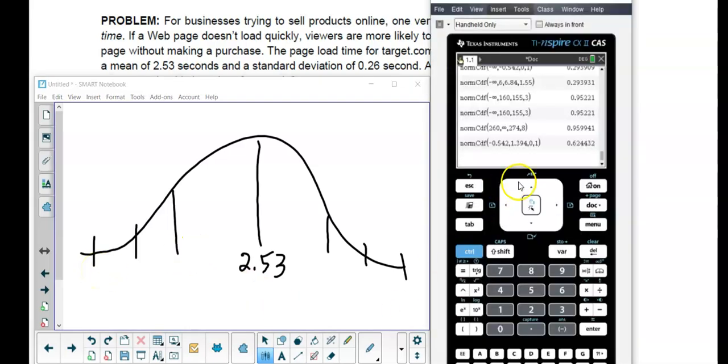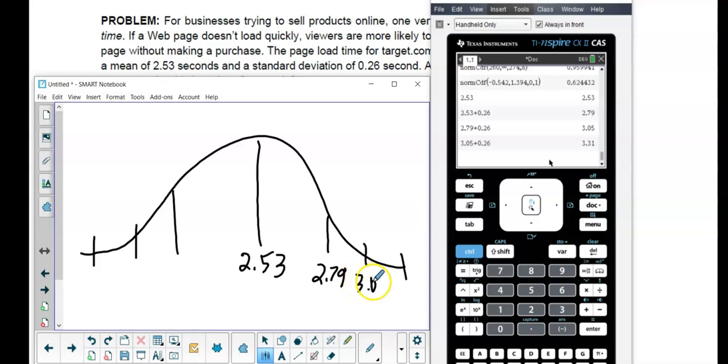The way I like to do that is type in 2.53, press enter, hit plus 0.26, and press enter 2 more times. So 2.79, 3.05, 3.31. Always go 3 standard deviations inside. And then again, type in 2.53 minus 0.26 and hit enter a couple more times. 2.27, 2.01, and 1.75.